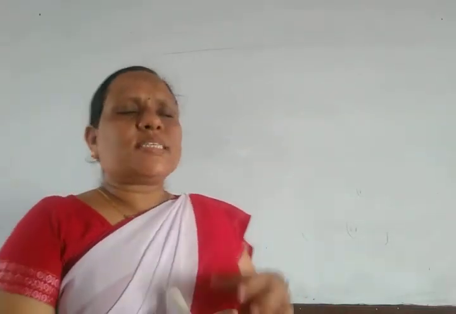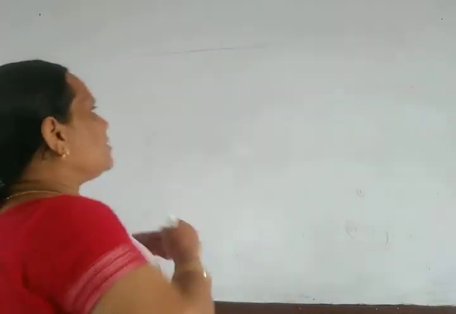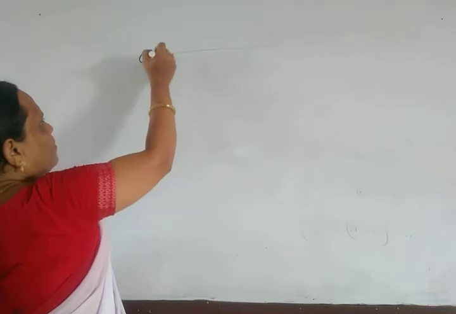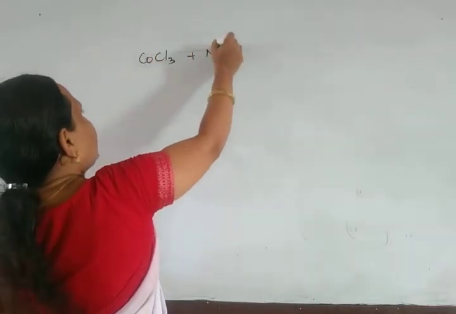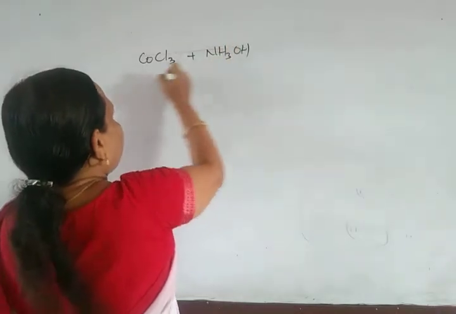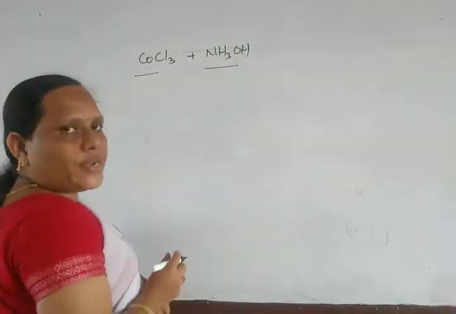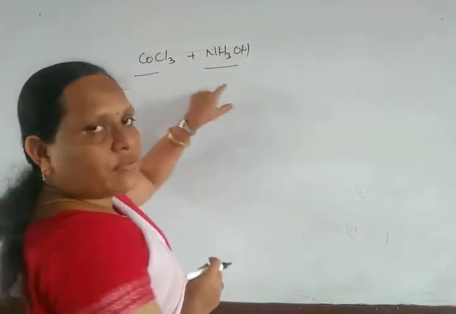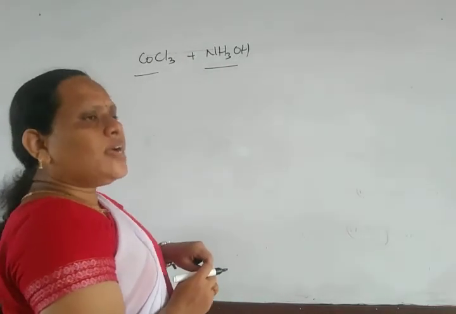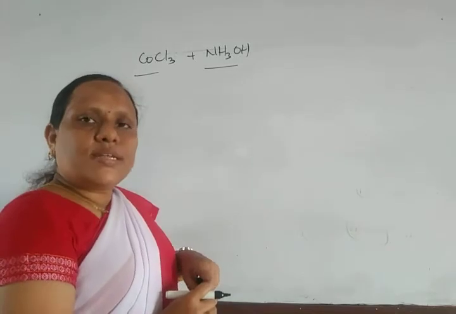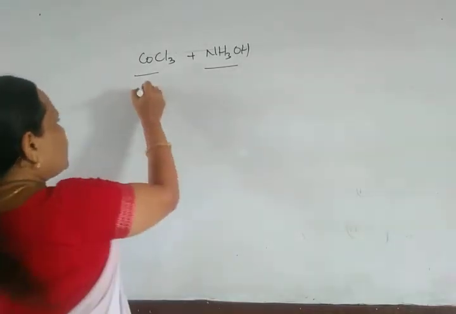Okay, so first he did experiments regarding these cobalt complexes. Different compounds are formed from cobalt chloride and ammonium hydroxide. By taking this cobalt chloride and ammonium hydroxide, he prepared a number of compounds, and from that he postulated some theories that are known as Werner's theory.